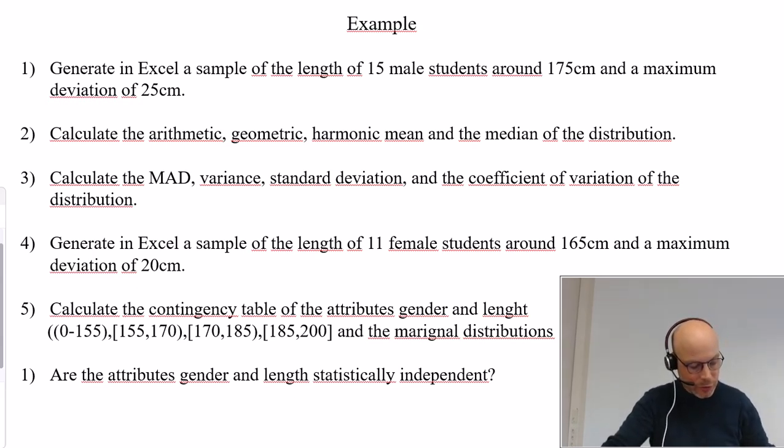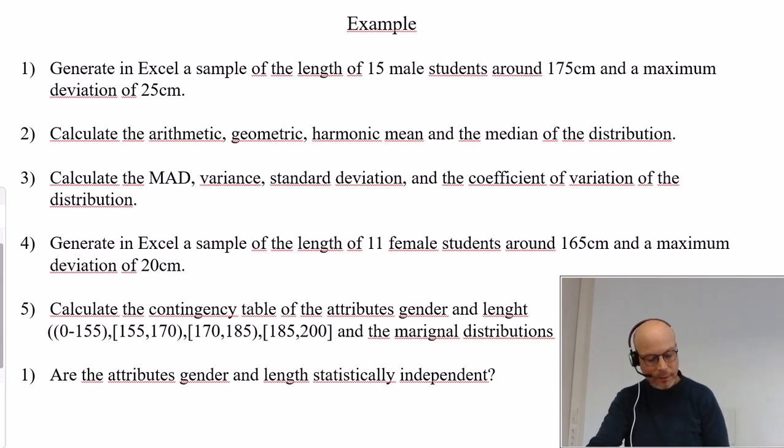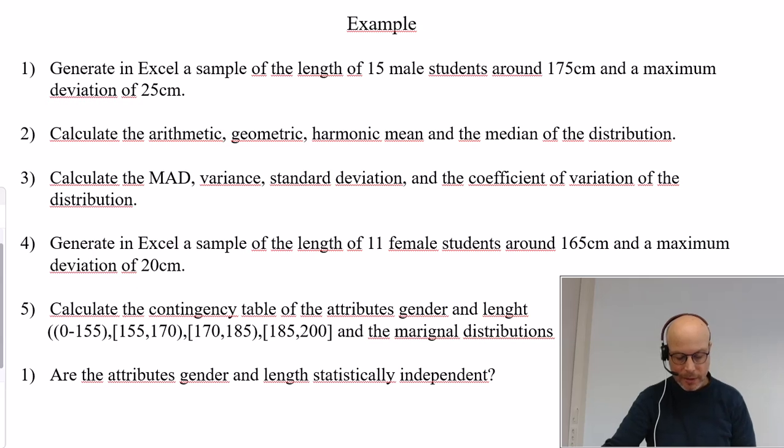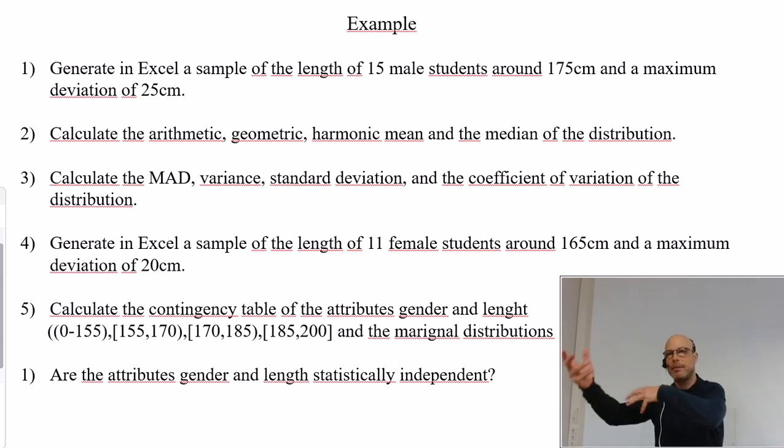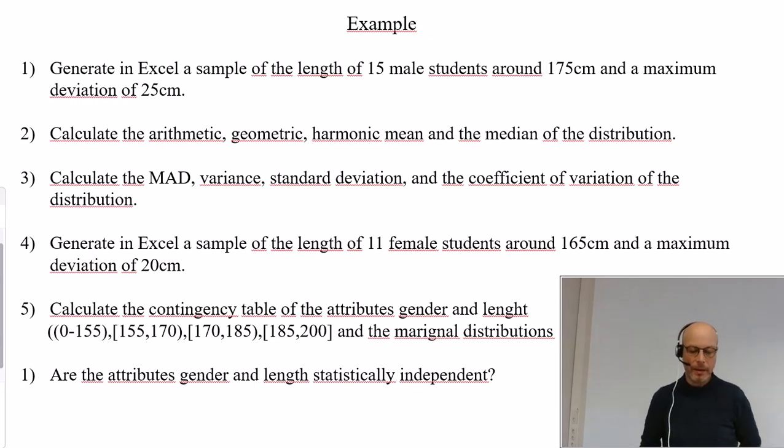So what we should do is generate a data set of 15 male students with a length around 175 centimeters and a maximum deviation of 25 centimeters. So our data should lie within the interval 150 to 200.